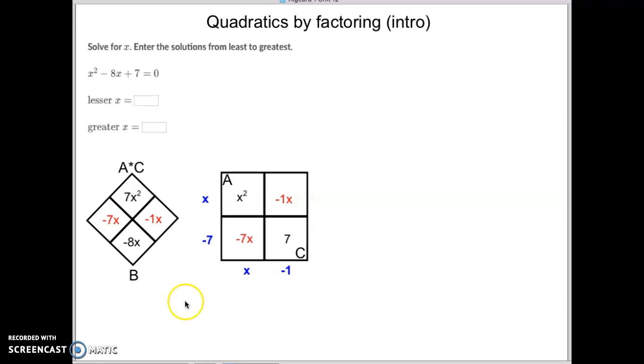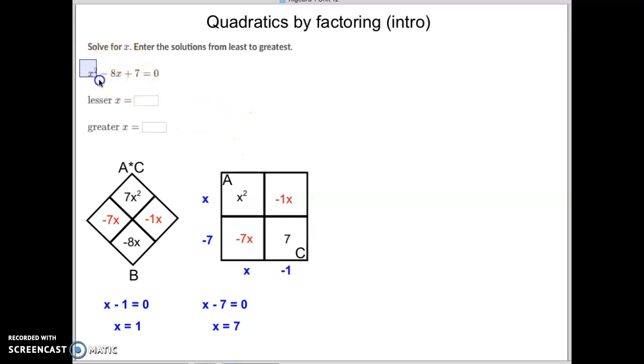The other thing you've been taught is how to do your zero property product, to take those two factors, set them equal to 0 to get your answers. Now, if this is what you need to do, you can always do this to get your answers. But I want to talk to you about a faster way, a much faster way.